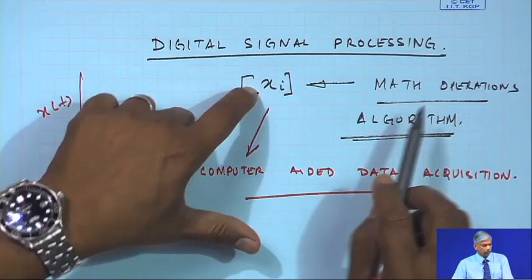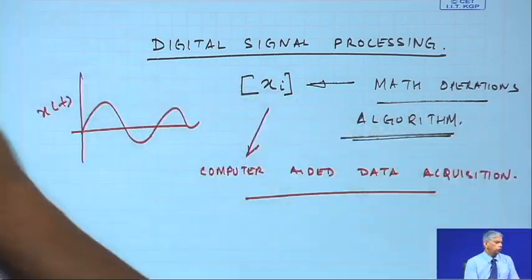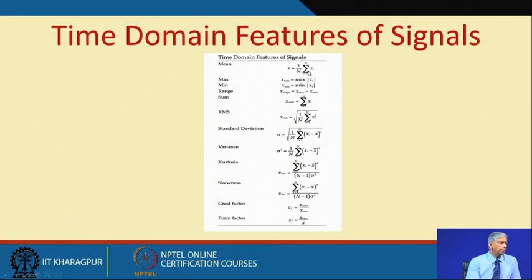So, once xi is known to me, all these features which I have described here in this table: maximum, minimum, range, sum, RMS values. Here, the integration has been replaced by a summation over n values. Similarly, the standard deviation, variance, kurtosis, skewness, crest factor, form factor, and so on.